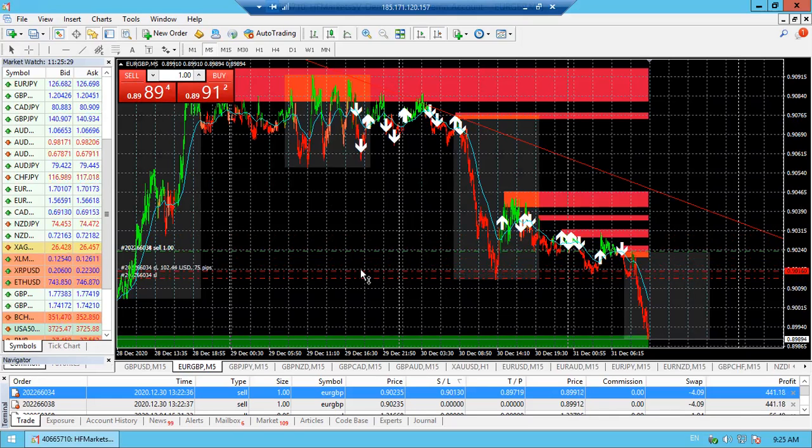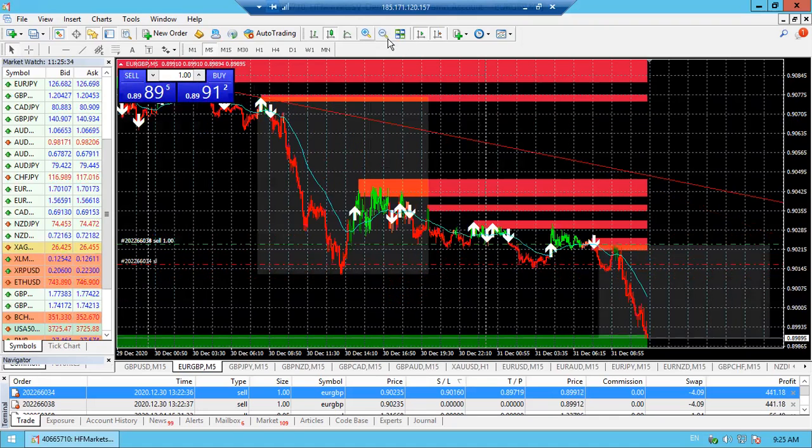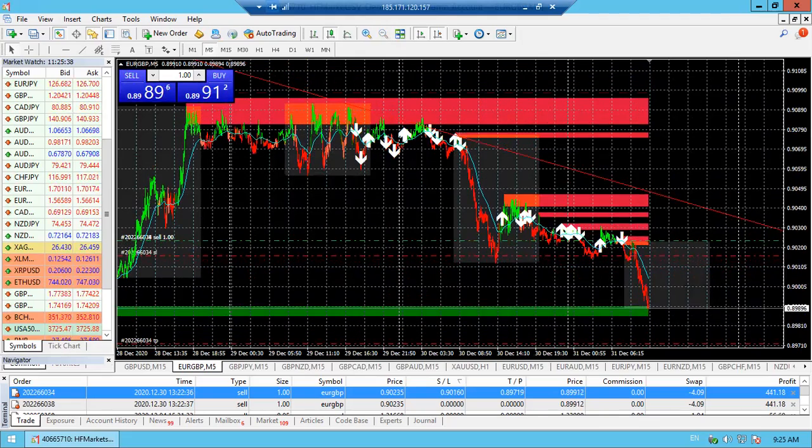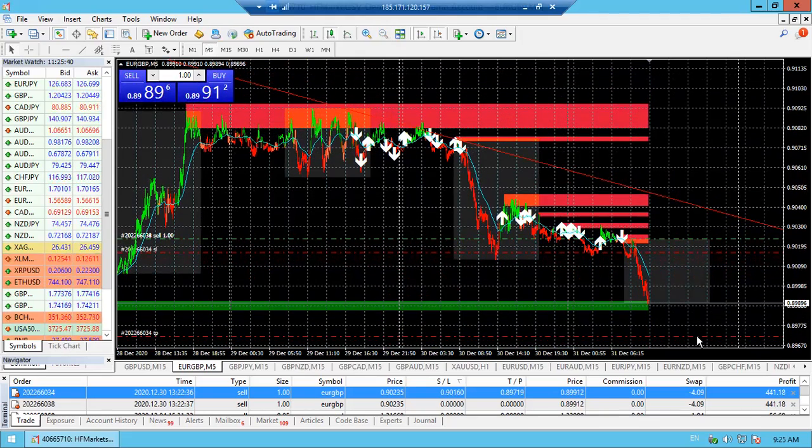Let me make it 10 pips. 10 pips, yes. So I'm giving the market room to breathe, to do whatever it wants to do, play the game it wants to play. But this is my target. This 50 pips down here. Where is it? So 50 pips.